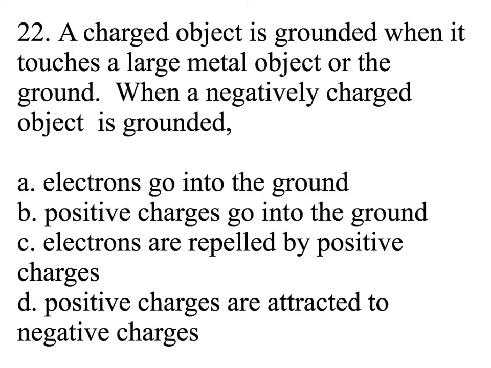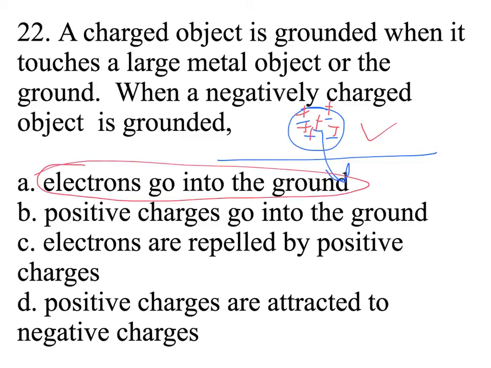A charged object is grounded when it touches a large metal object, or the ground. That's why they call it the ground. When a negatively charged object is grounded, what happens? Well, if the object has a lot of negative charges in it, they want to go somewhere, they want to get away, and when we touch the ground, all of those negative charges go into the ground until they're equally balanced, positives and negatives, in the ball or object. When it has an equal number of both, it's neutral, and that's when it's happiest. So the extra electrons go into the ground.